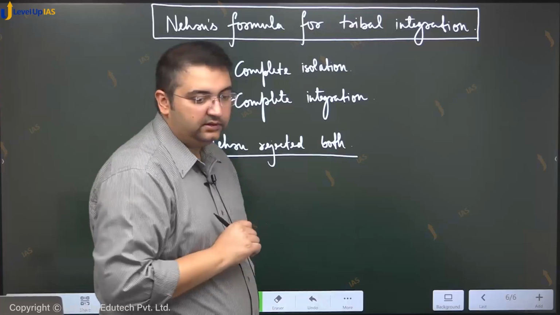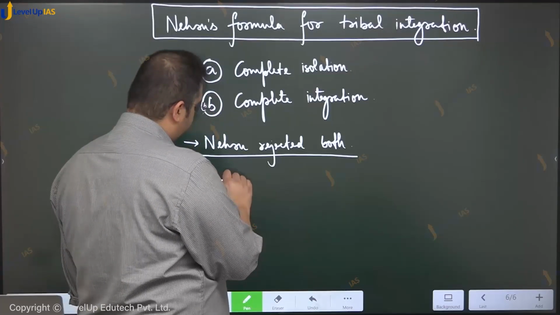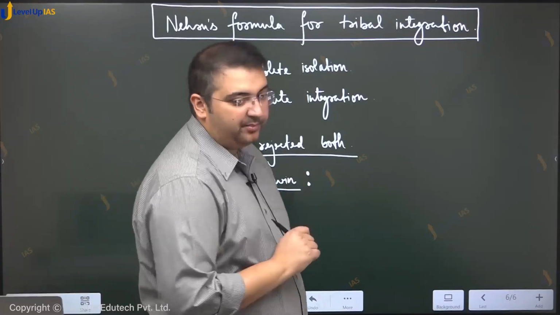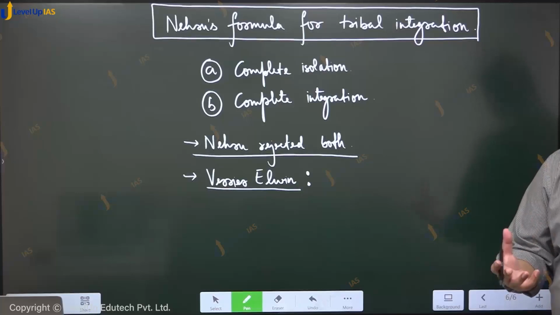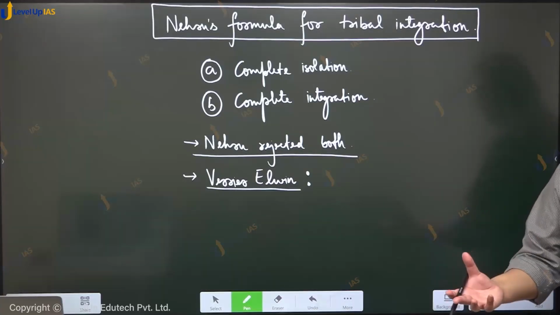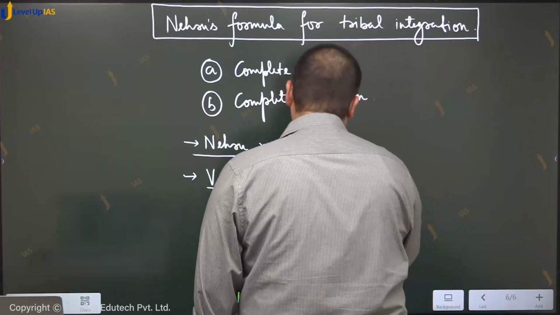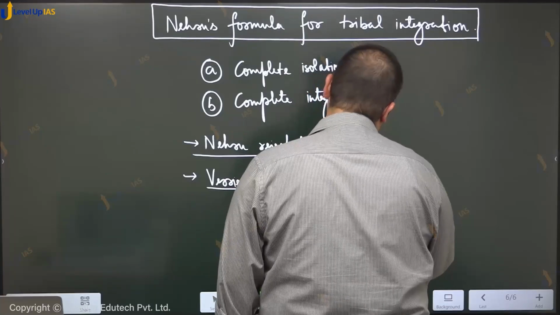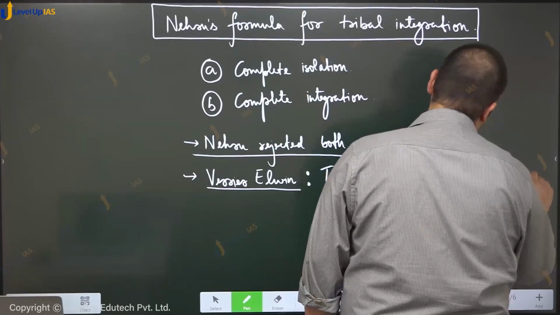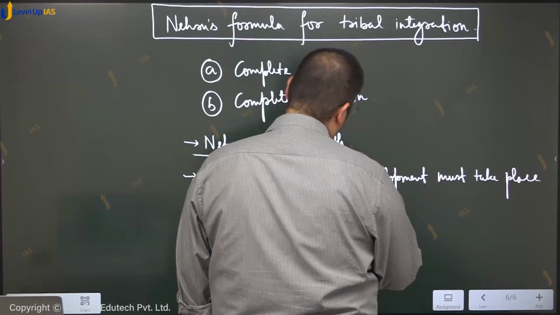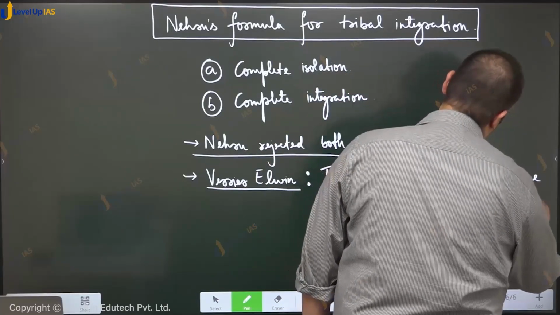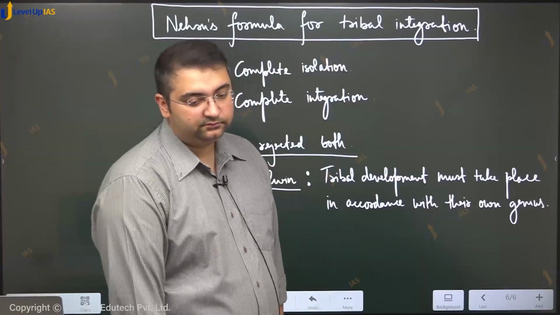And it was in this scenario that an English anthropologist, Verrier Elwin, suggested a middle path. Yeah, that the development of tribals is necessary, but it should not be done forcibly by external forces. Rather, it should be done on the basis of their own genius, in accordance with their own wishes. That tribal development must take place in accordance with their own genius.